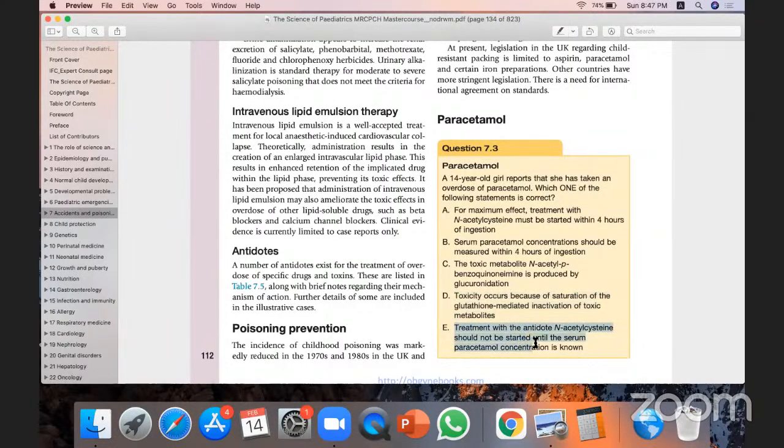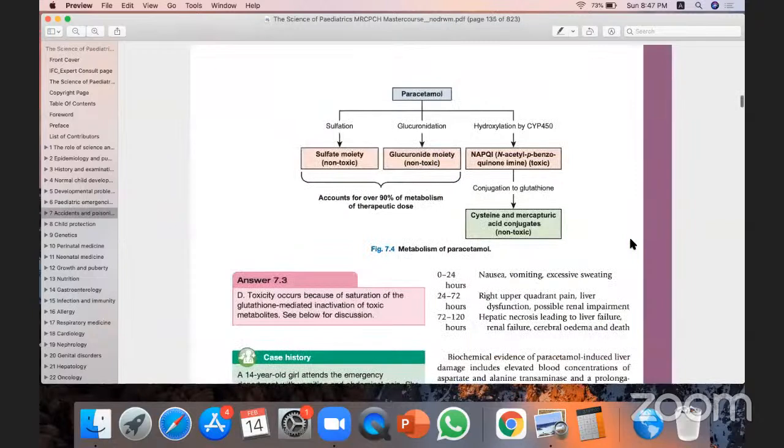Treatment with N-acetylcysteine should not be started until the result comes? No, there are certain exceptions when we can start N-acetylcysteine without serum measurement. Toxic metabolite NAPQI is produced by glucuronidation? No, glucuronidation does not produce this. Serum concentration should be measured within 4 hours? No, usually after 4 hours. For maximum effect, treatment must be started within 4 hours? No, we can wait up to 4 hours if the dose is not toxic. So this is wrong.